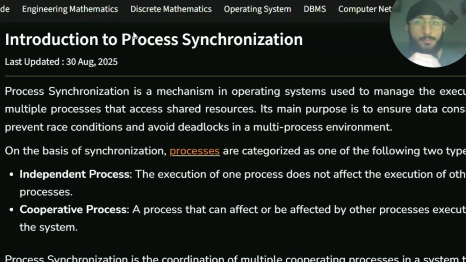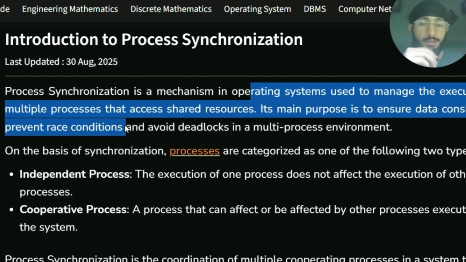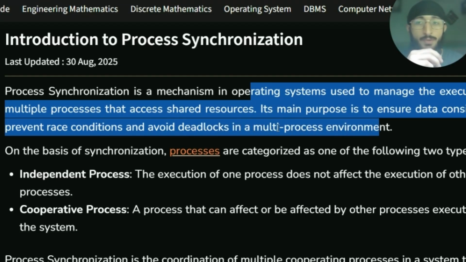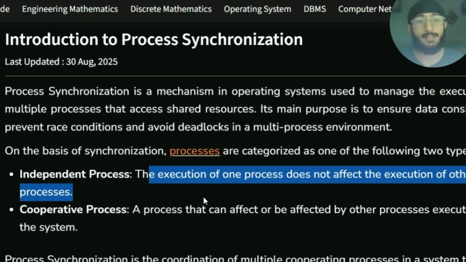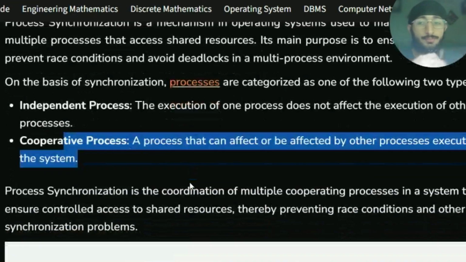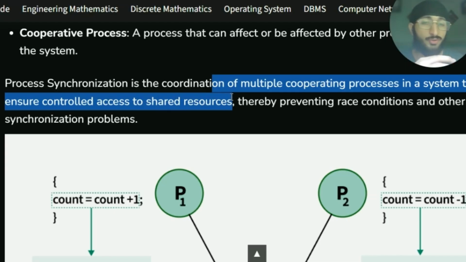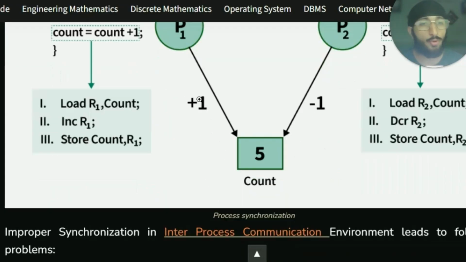Right, discussing some introduction to process synchronization. It is a mechanism in the OS which is used to manage the execution of multiple processes that access shared resources. Its main purpose is to ensure data consistency, prevent race conditions, and avoid deadlocks in a multi-process environment. On the basis of synchronization, processes are categorized as one of the following two types. First is the independent process, where the execution of one process does not affect the execution of other processes, and second is the cooperative process, where a process can affect or be affected by other processes executing in the system. Synchronization is the coordination of multiple cooperating processes in a system to ensure controlled access of shared resources, thereby preventing race conditions and other synchronization problems.